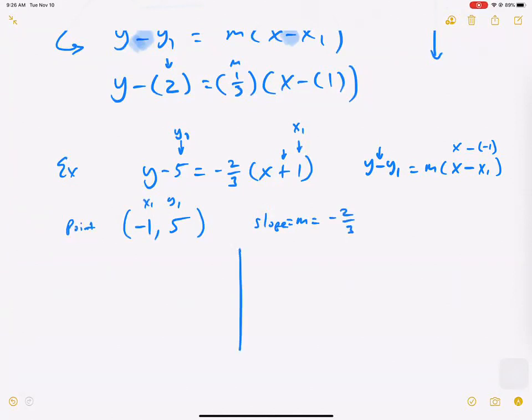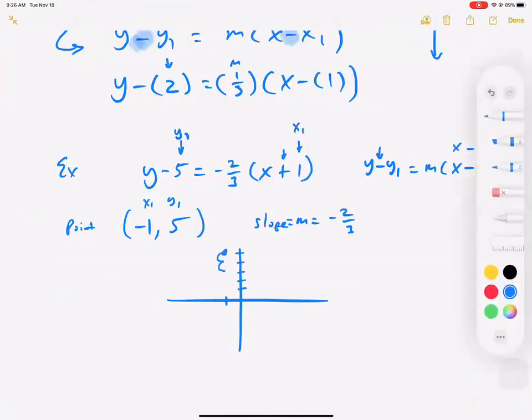So let's go ahead and graph it. X is negative 1. Y is 5: 1, 2, 3, 4, 5. Put a dot. That is a point for sure we know on this line. The slope is negative 2 over 3. So we rise negative 2, so it means we go down by 2 steps, and we run by positive 3 steps. 1, 2, 3.